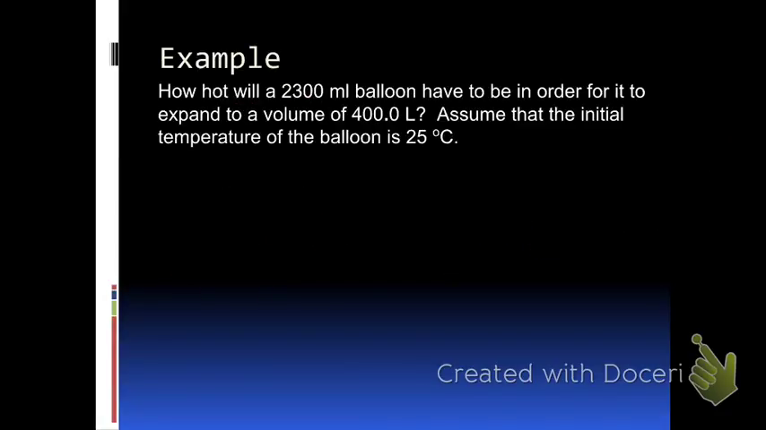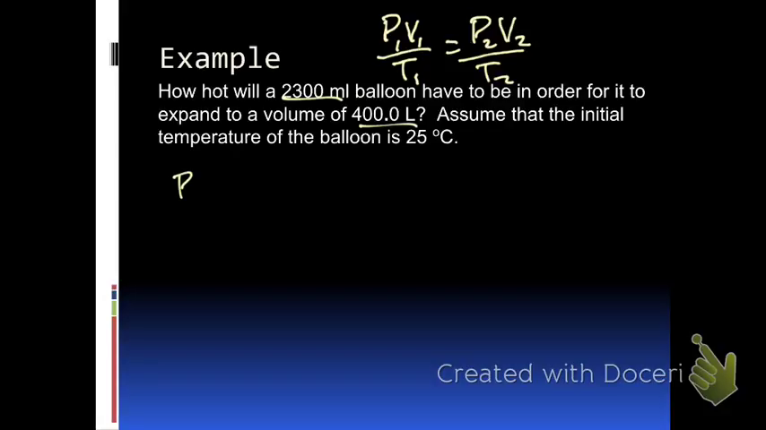So in this example, since I'm changing my volume, there's no mention of moles. I'm going to be using the combined gas law. So let's go ahead and identify all our variables.